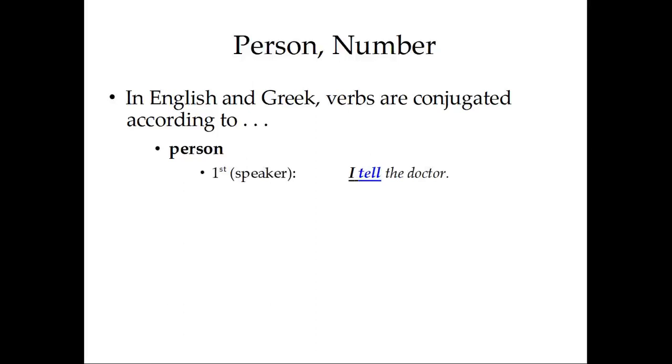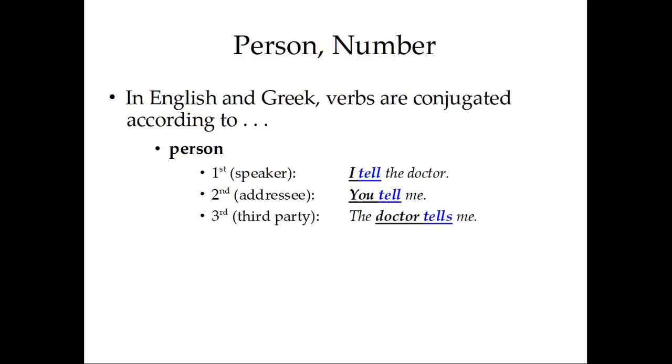The first is first person. This is when the speaker is the subject of the verb. "I tell the doctor." The speaker here, the I, the person speaking, is the subject of the verb tell, the person doing the action being described. In the second person, it is the addressee who is performing the action being described, who is the subject of the verb. "You tell me." And then in the third person, a third party, neither I nor you, is the subject. "The doctor tells me," a he, she, or an it.